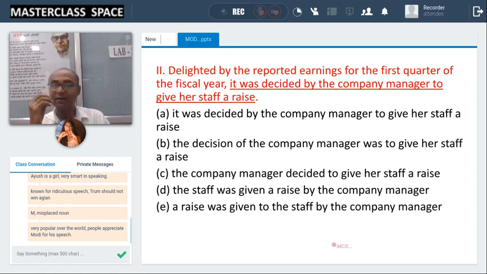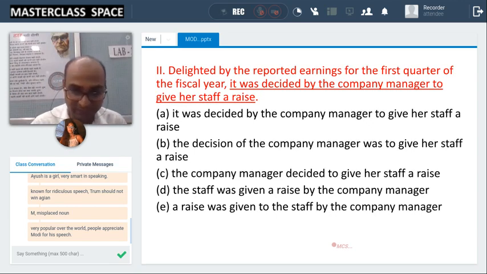Would this one also be C? Yeah, it is. Because delighted by the reported earnings for the first quarter of the fiscal year, it, as we know, is for a non-living thing, and a non-living thing cannot be delighted by the reported earnings, right? So A cannot be the answer. Now look at B. It says the decision, again the same problem. And option E says a raise. Again, this is not possible. Why? Because a raise cannot be delighted. So left with C and D, of course, C becomes the best option. So that's called the first common problem.